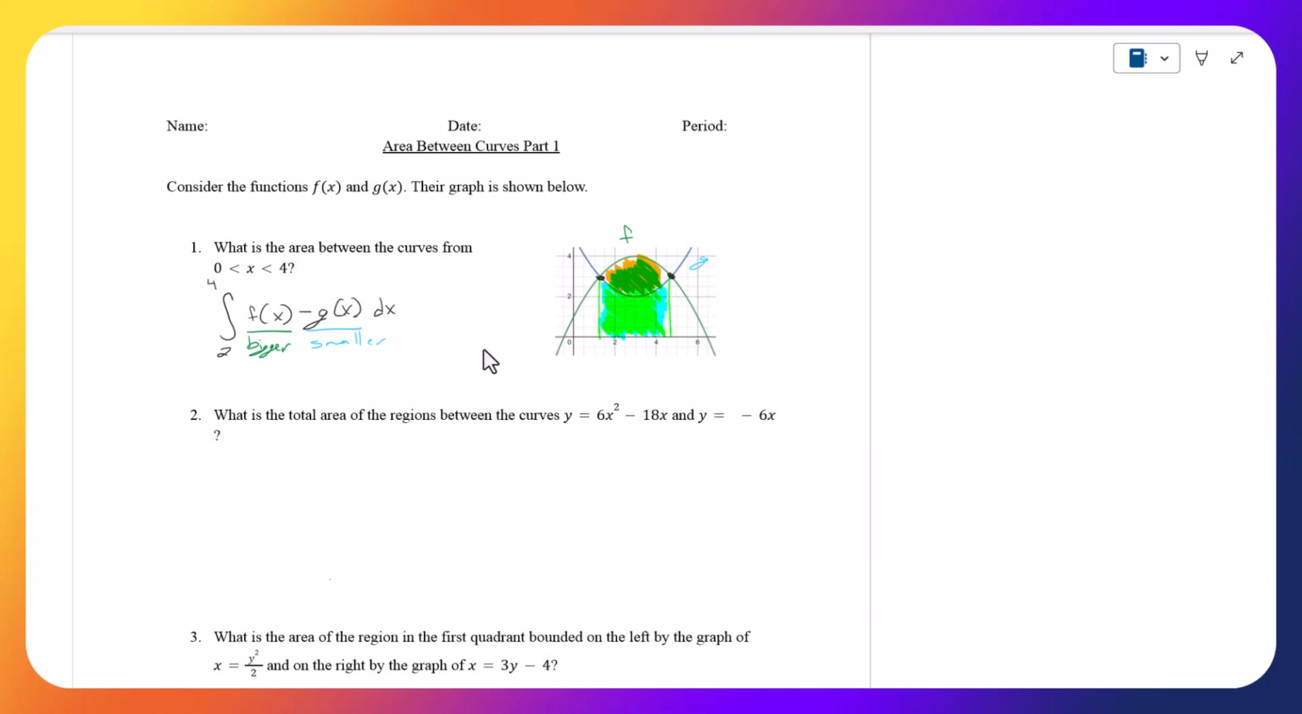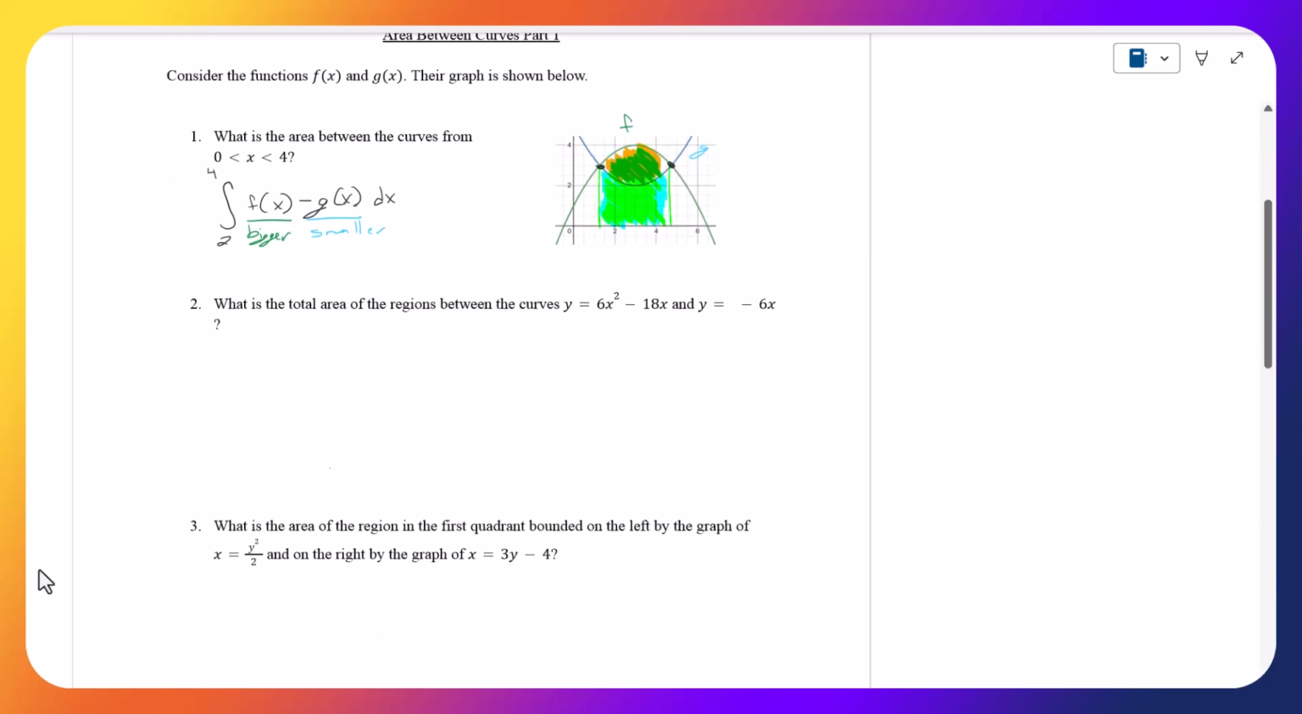Okay. And that's the big idea for today: we're doing the integral over some interval of our bigger function minus our smaller function. The tricky part is really figuring out where these points exactly are. But let's go to our next example and we'll see how we can do that.